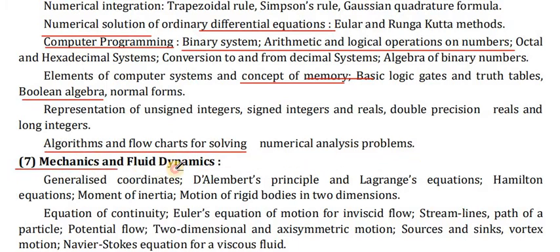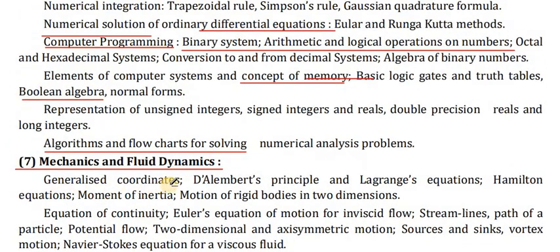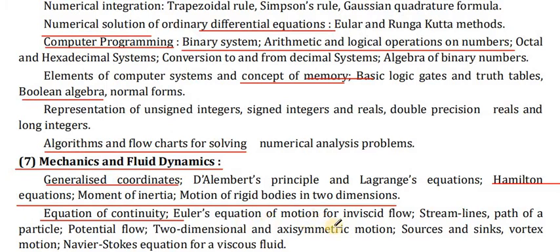Point number 7, mechanics and fluid dynamics. Generalized coordinates, D'Alembert's principle and Lagrange's equations, Hamilton equations, moment of inertia, motion of rigid bodies in 2 dimensions, equation of continuity, Euler's equation of motion for inviscid flow, streamlines, path of particles, potential flow, 2-dimensional and axisymmetric motion, sources and sinks, vortex motion, Navier-Stokes equation for a viscous fluid.